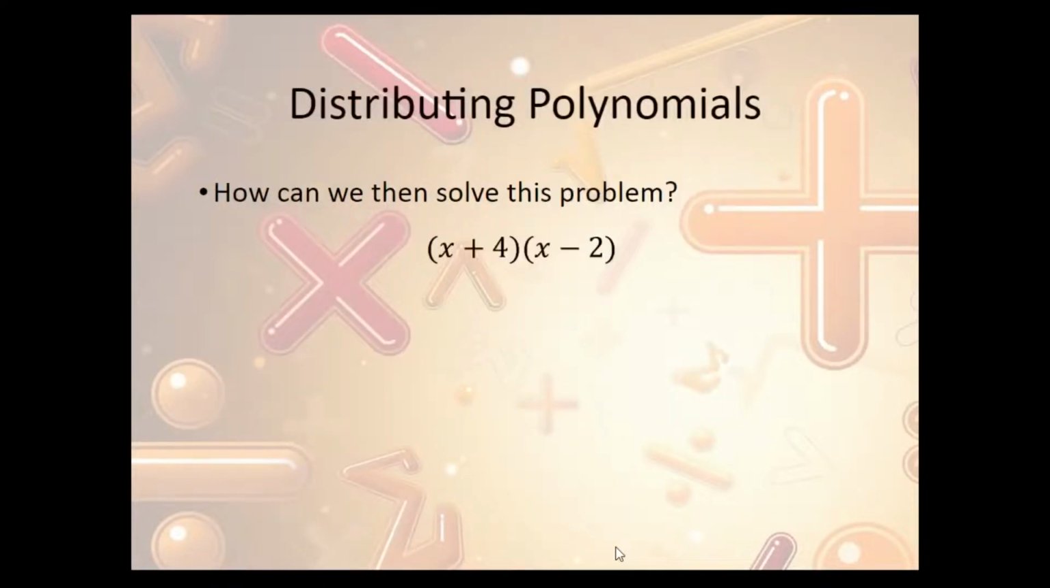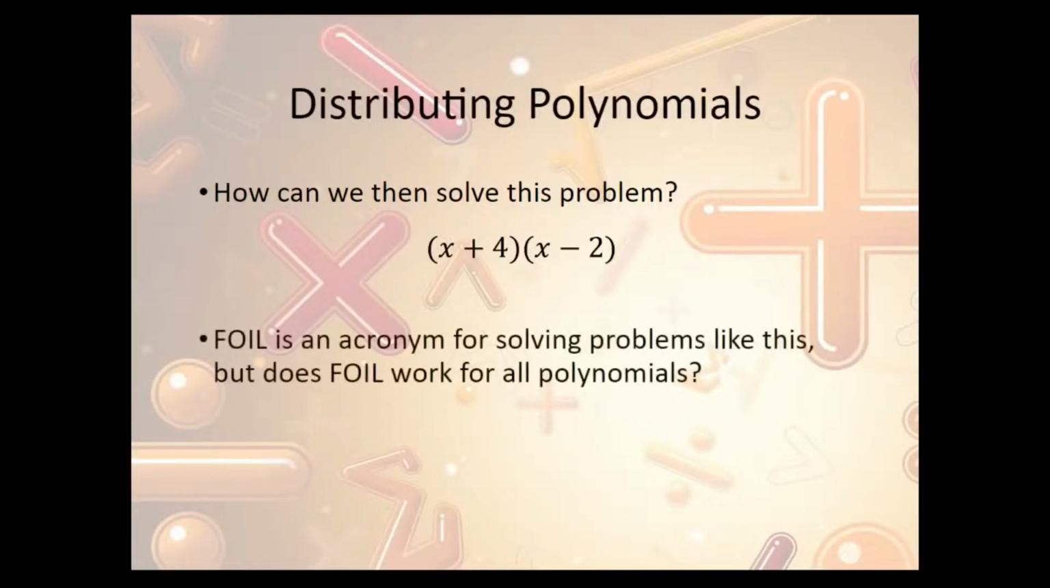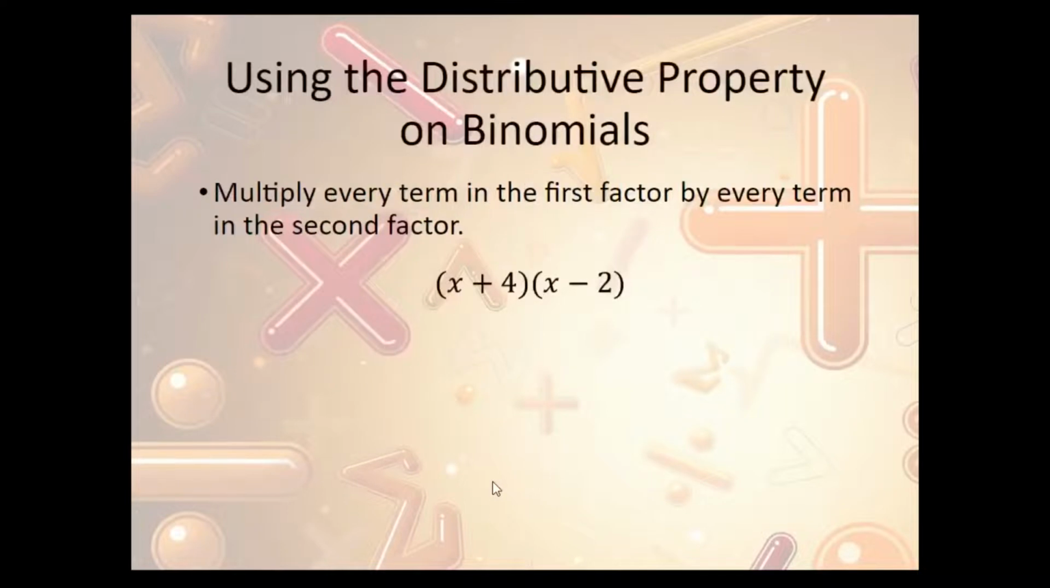So then how do we solve something like this? x plus 4 times x minus 2. Well, maybe you heard of this term before, FOIL, which means first, outside, inside, last. So you multiply the firsts and then the outsides, so this one and this one, then the insides, then the last ones. Well, that might be what you've heard in the past, or maybe you haven't. But does it work for all polynomials? So can I do it with this? Now FOIL doesn't really help. So the easiest rule is multiply every term in the first one by every term in the second one.